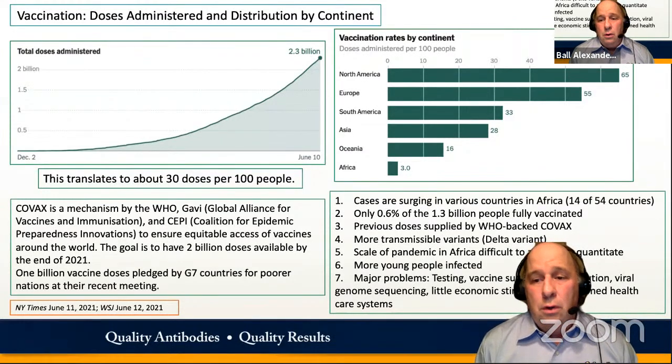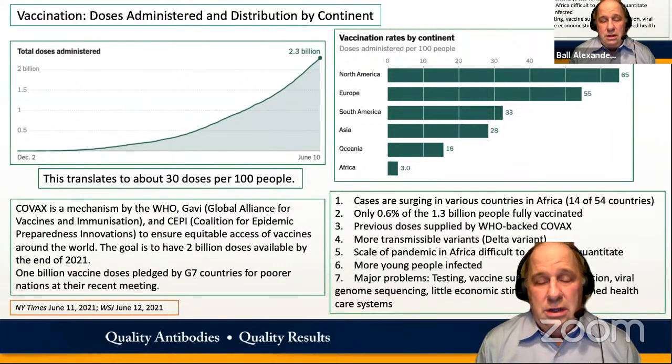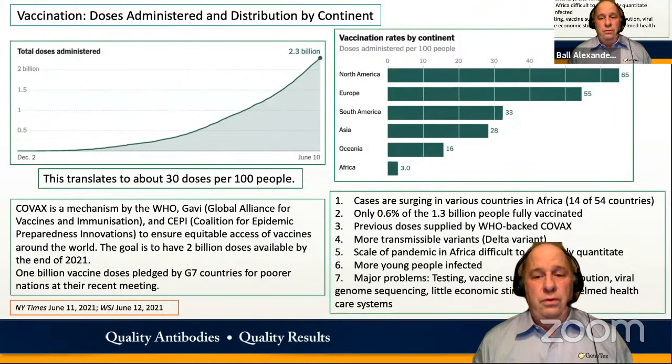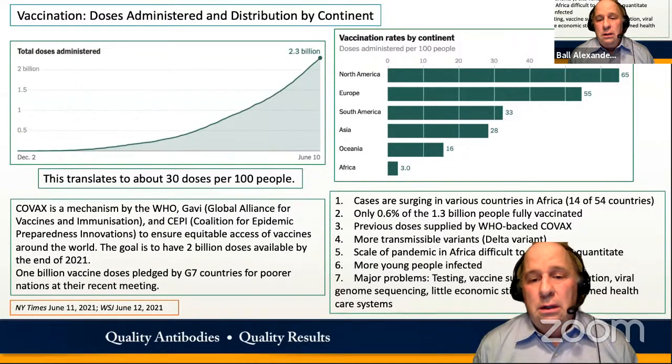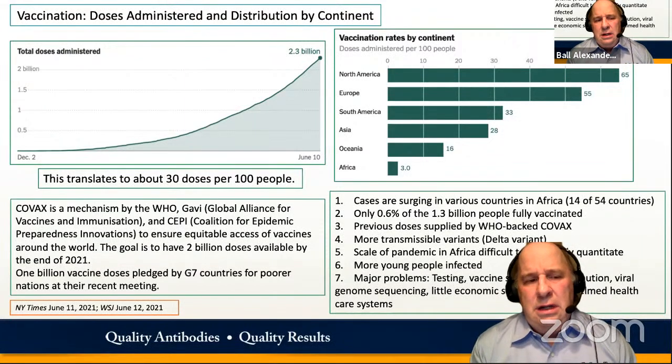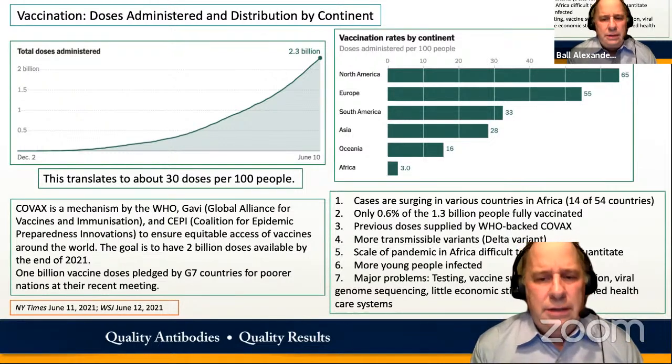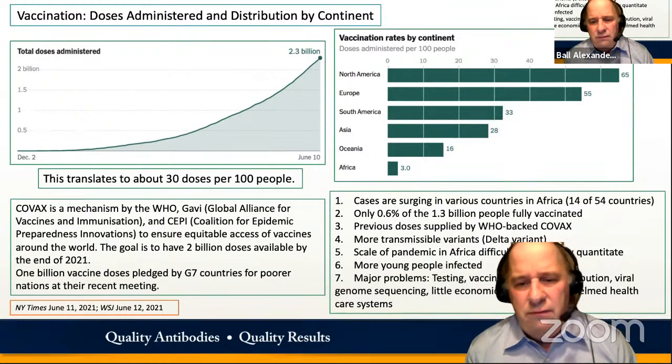Greater than a quarter of the countries are detecting cases surging. Only 0.6% of the 1.3 billion people are fully vaccinated. And again, also due to more transmissible variants, the Delta variant. And what's being seen is something that I think is being seen in Indonesia right now, and that is that more young people are being infected.